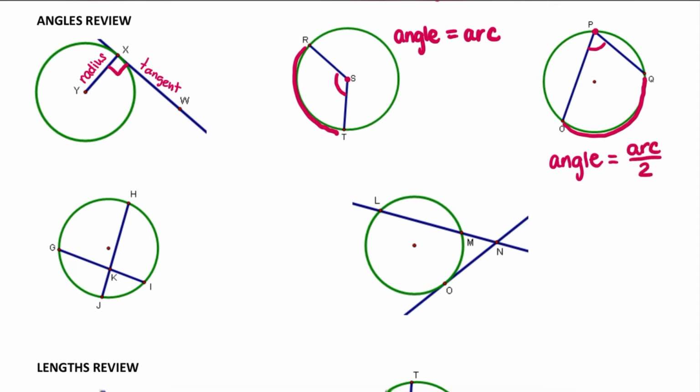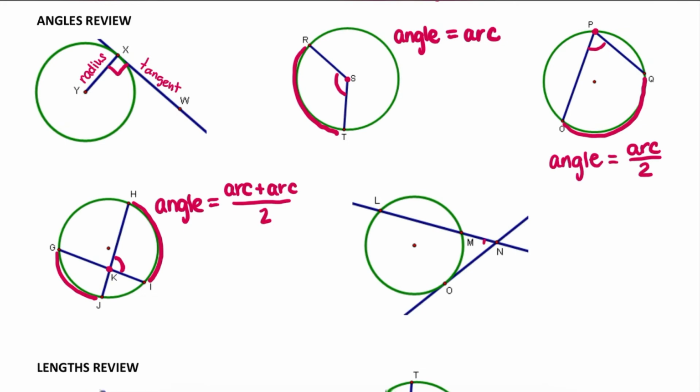On the next one, I'm not sure which angle we're supposed to look at, but I assume one of these K angles. To find the K angle, we're going to have to know the measure of this arc and the measure of this arc. Since the vertex of angle K is inside the circle, the measure of that angle is equal to the average of those two arcs, arc plus arc divided by 2.